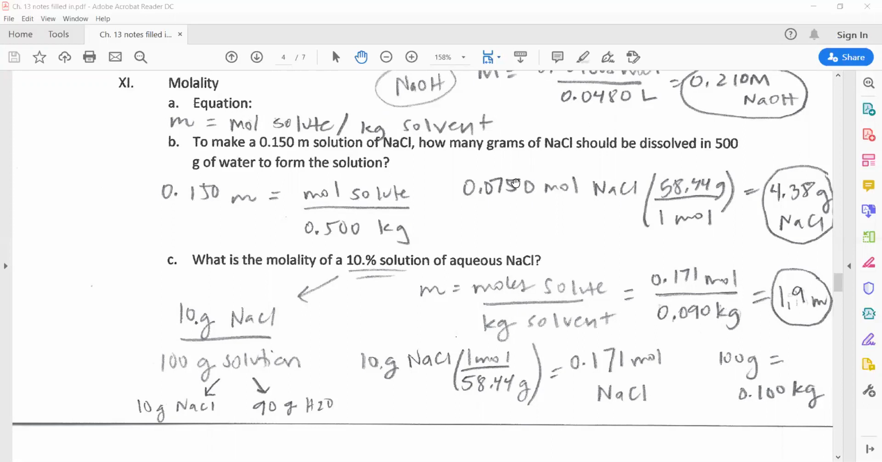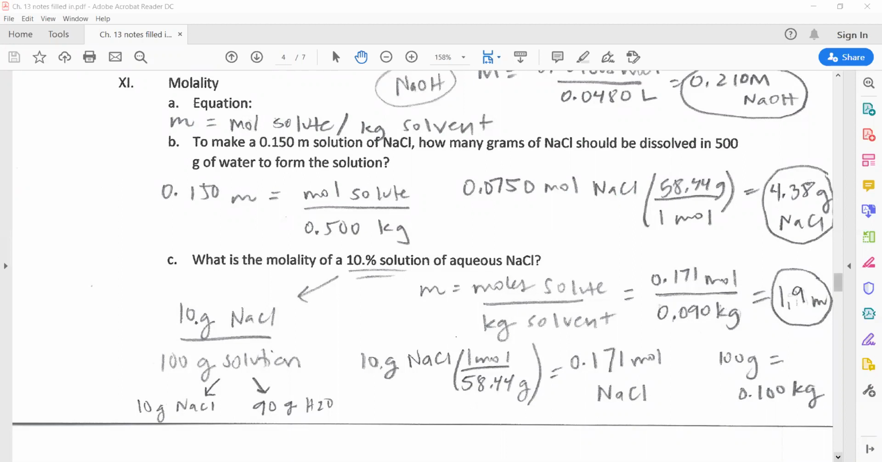Once I get to moles, I can then find grams. If I'm ever asked to find grams, sometimes that's not in the equation, but if I can get to moles, then I can hop over to grams. So I use my molar mass from the periodic table, multiply by that, and it gives me the grams of sodium chloride.